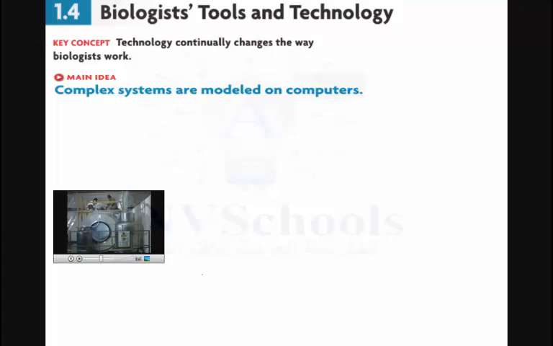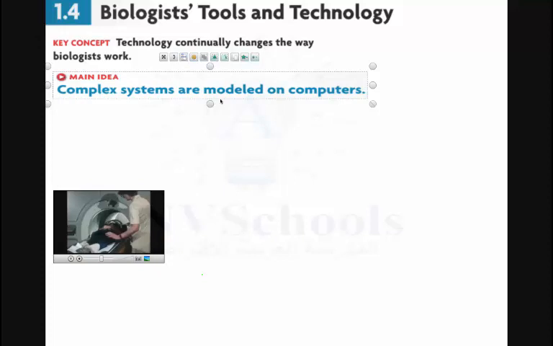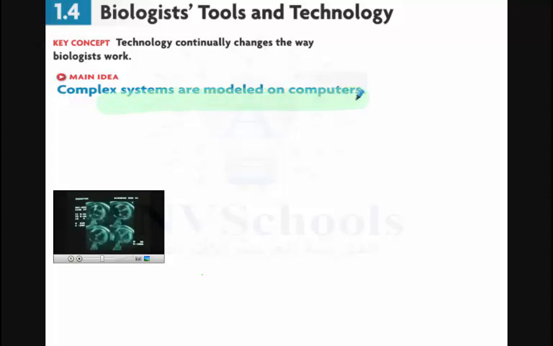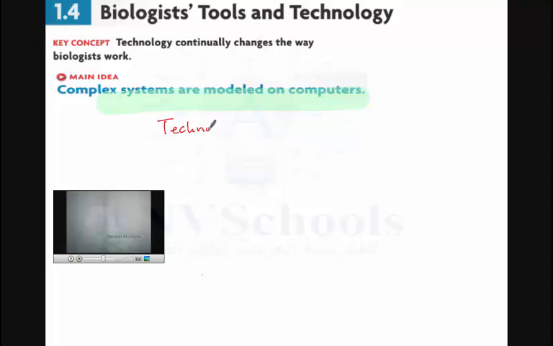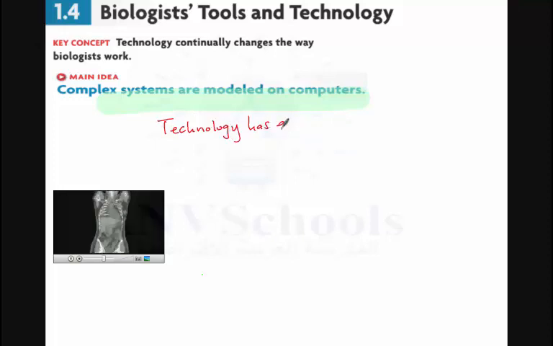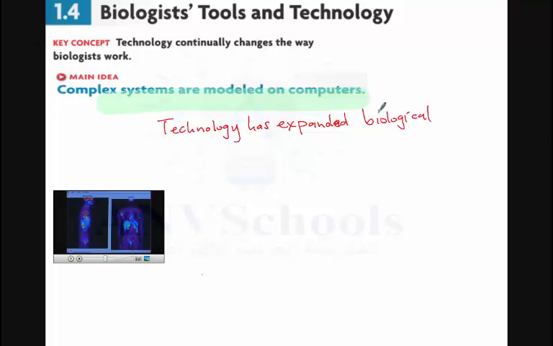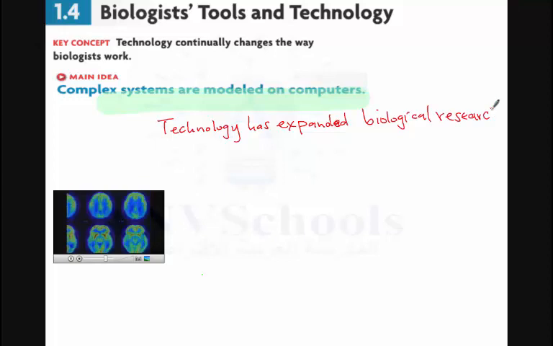In the next part, we have said complex systems are modeled on computers. When we talk of complex systems, we mean that technology has greatly expanded biological research. So biological research has been expanded by the use of technology.